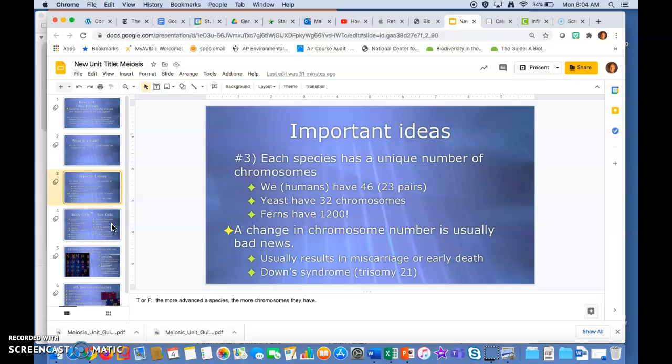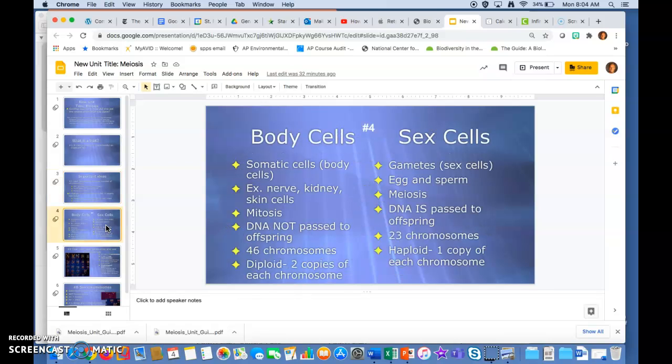So, for example, Down syndrome is a change in chromosome number where on the 21st set of chromosomes, there's actually 3 chromosomes instead of the 2 there should be, which we'll talk about more because that probably doesn't make sense right now. Okay, before we get more into chromosomes, I want you to examine the 2 major different types of cells in our body: body cells and sex cells.